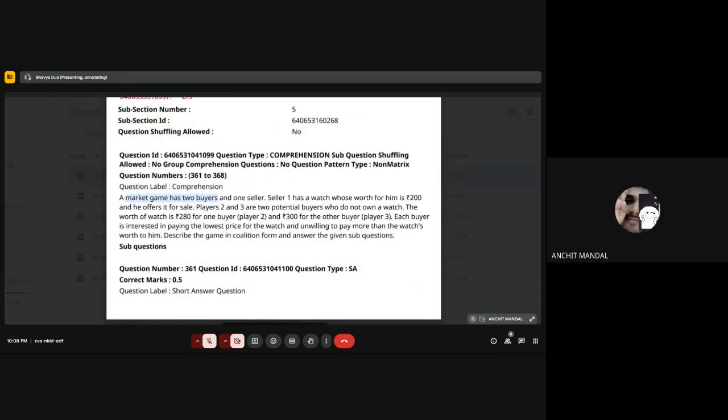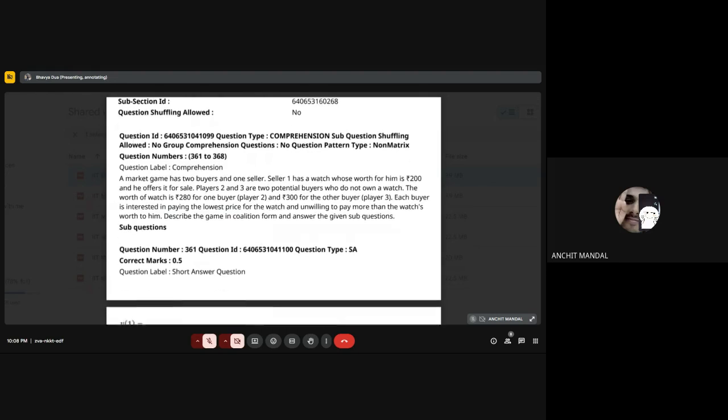Market A has two buyers and one seller. One has a watch whose worth for him is 200. Two and three are potential buyers who do not own a watch. The worth of the watch is 280 for player two, 300 for the other player. Each buyer is interested in paying the lowest price for the watch and is unwilling to pay more than the watch's worth to him. Describe the coalition form game and answer the given sub questions.